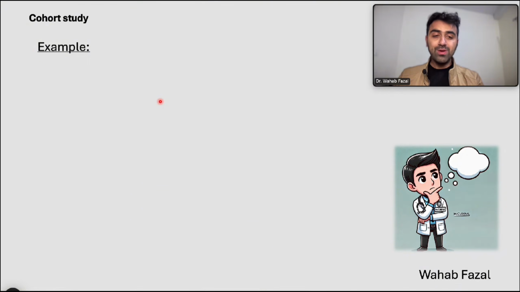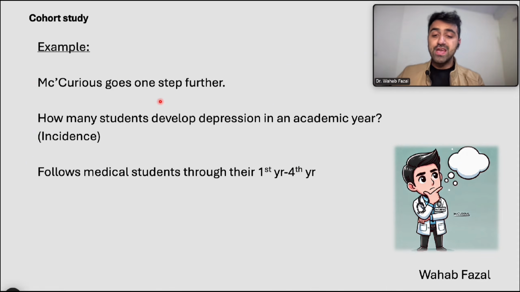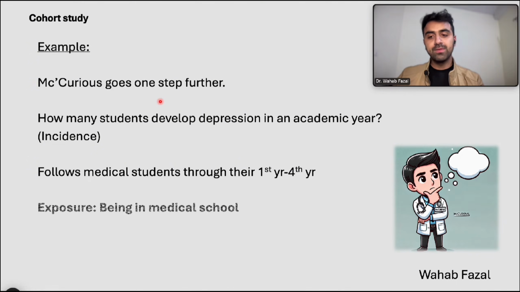So now Mercurius wants to know how many people get depression in an academic year. He wants to know the incidence now. He knew that the cross-sectional study was giving him prevalence, but it's not giving him incidence, the people getting depression. For him to know how many people get depression every year, he will have to follow these medical students. So that's exactly what he does. He follows the medical students from first year through fourth year.